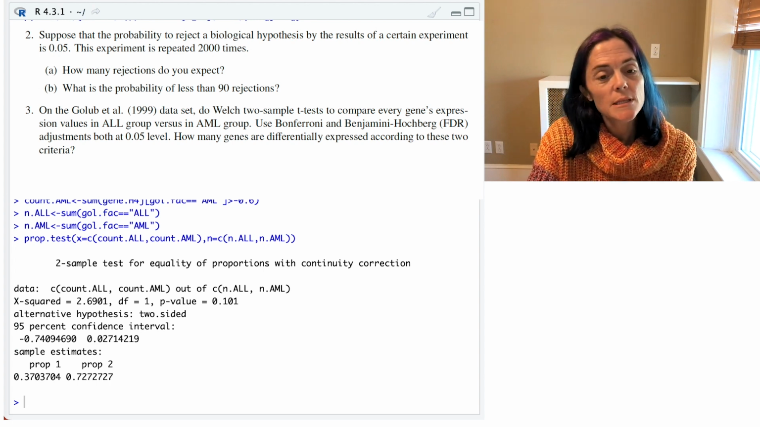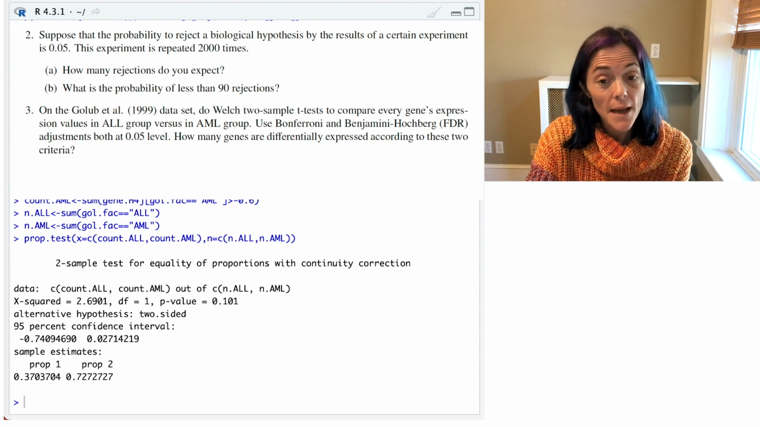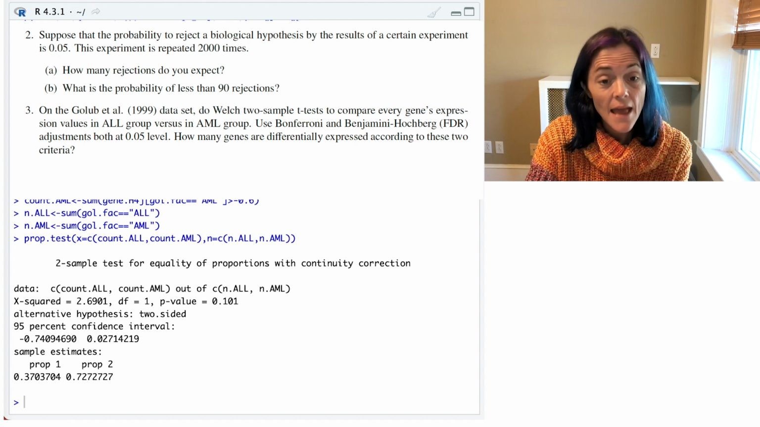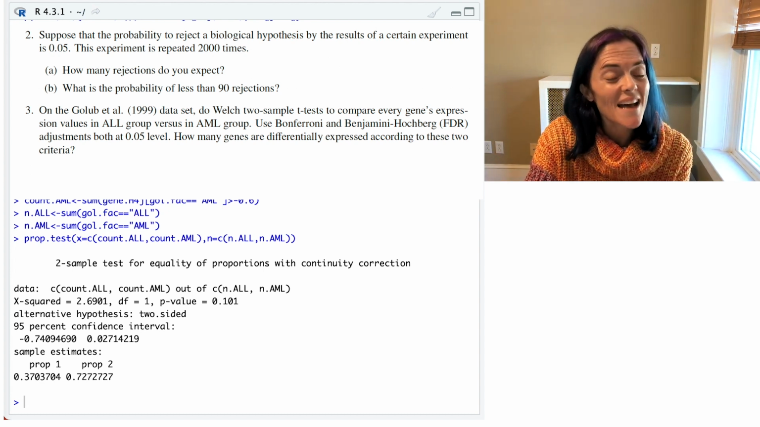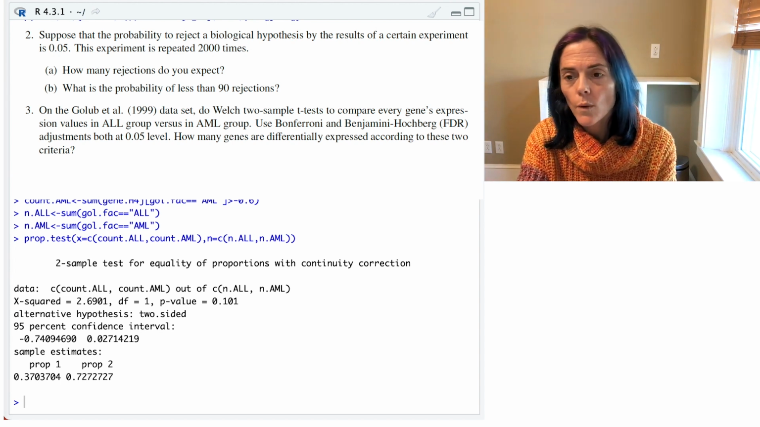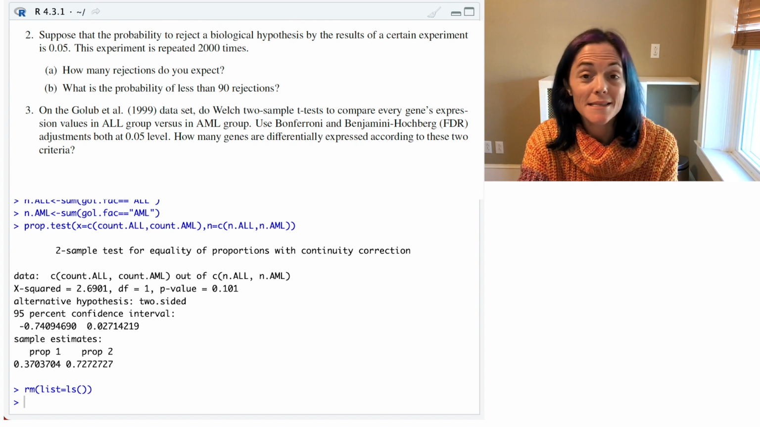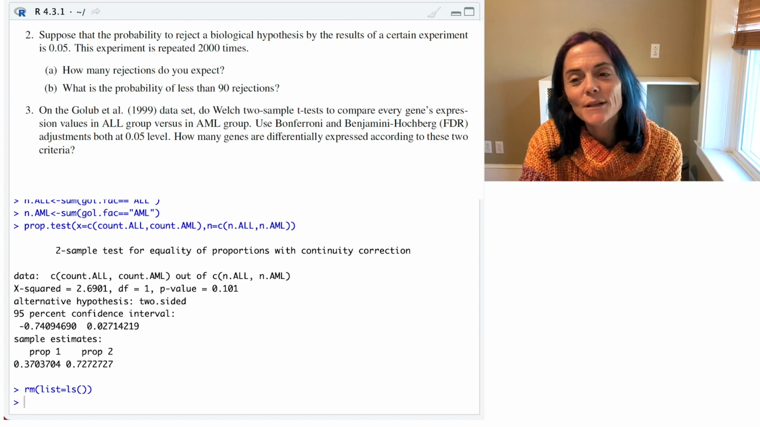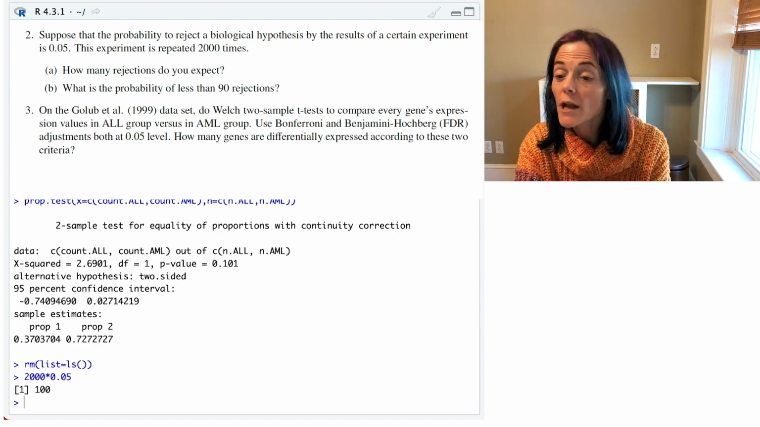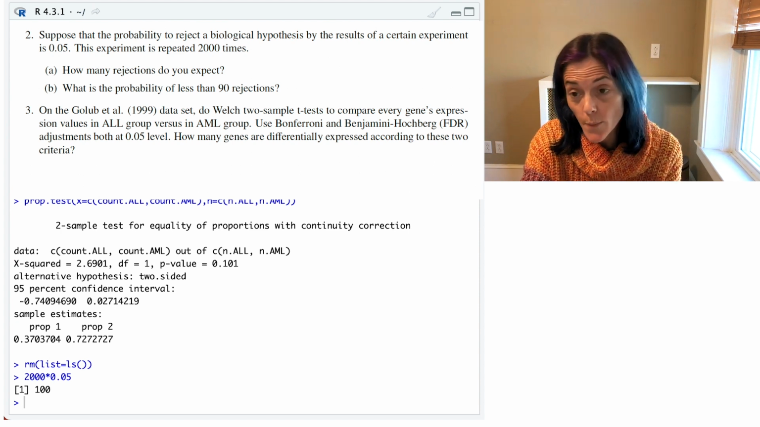Number 2, suppose the probability to reject a biological hypothesis by the results of a certain experiment is 0.05. The experiment is repeated 2,000 times. How many rejections do you expect? Well, just to get started, maybe I will clear my saved variables. Here we just multiply. So we take 2,000 times 0.05, 100. That's how many rejections we expect.